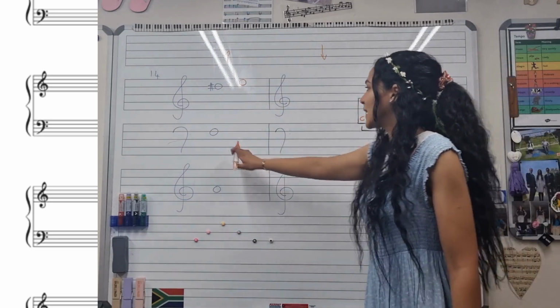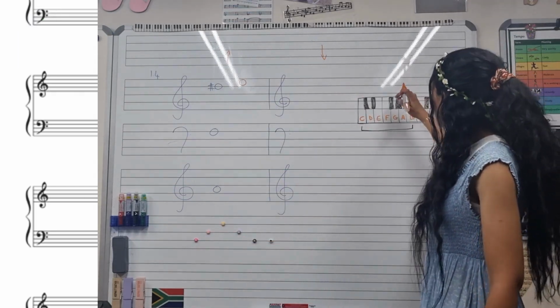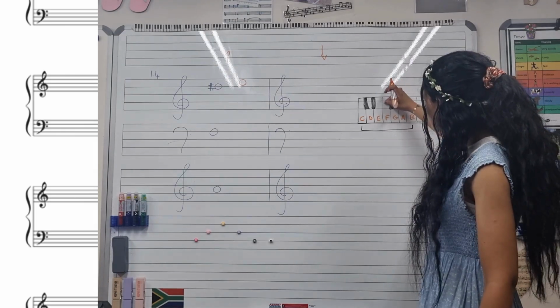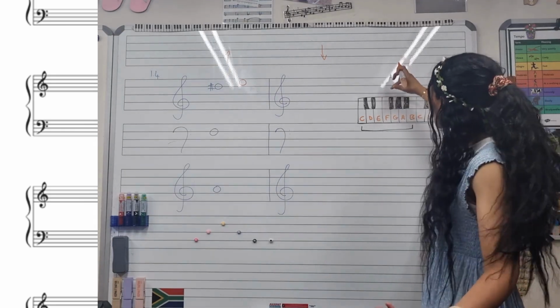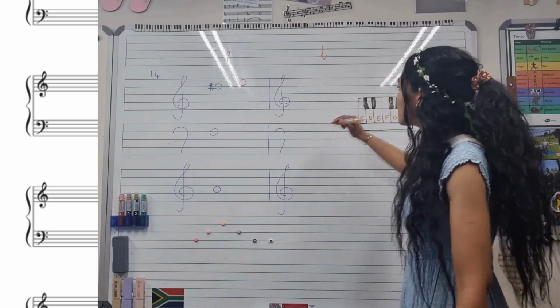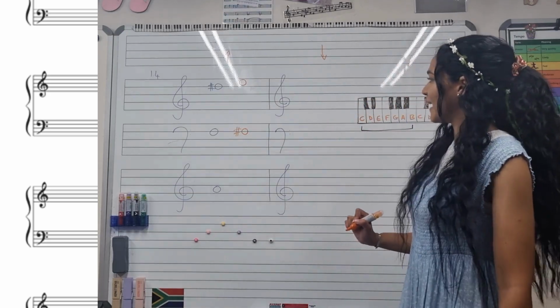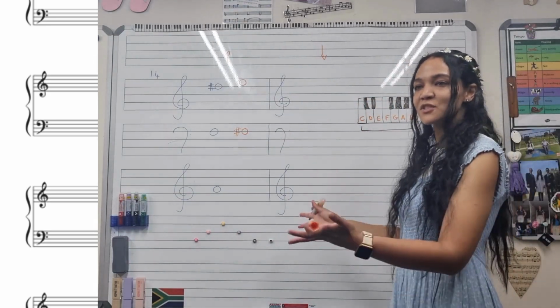Then we have F in the bass clef. I have to go one semitone up. If this is my one note, I go one note up, it will be on that black key, so F sharp. So we're going to have our sharp, and we have our fat semibreve F sharp.